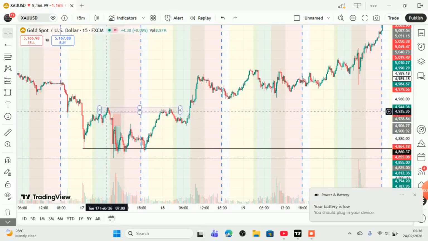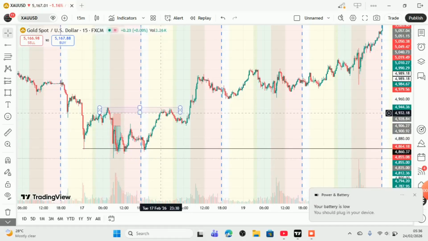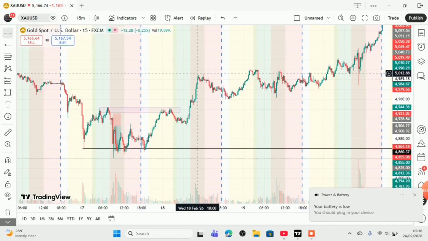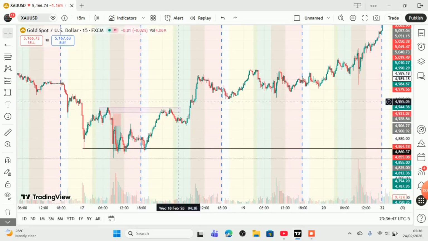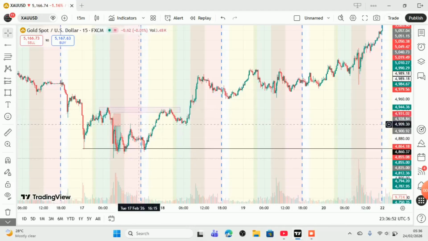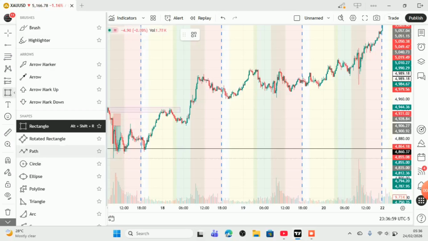So at this zone, the market came respecting this zone, but it didn't hold, it broke. So this is the example. As you can see, the change of structure has happened already. Let me quickly show you guys before my system shuts down.